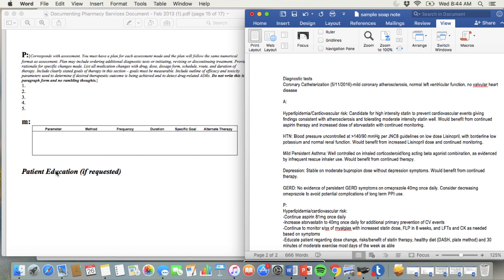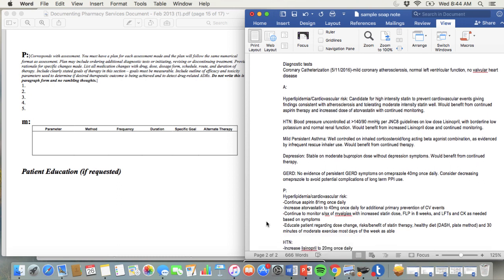In practice, it generally makes more sense to put your monitoring with the plan that you're monitoring. So you'll see the monitoring for this patient actually in with each specific disease state, as well as the patient education. So for hyperlipidemia, we just went through the monitoring, and we're going to educate the patient regarding the dose change, the risks and benefits of statin therapy, and then also a healthy diet and exercise regimen.